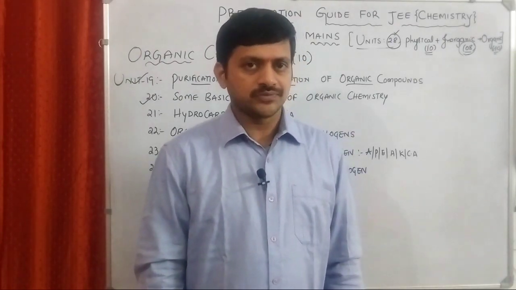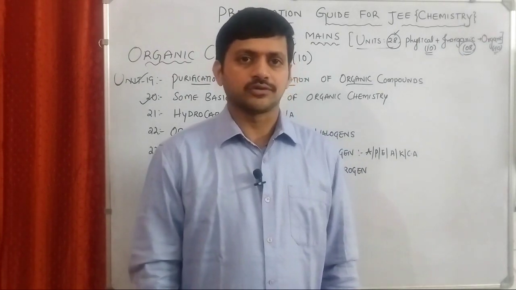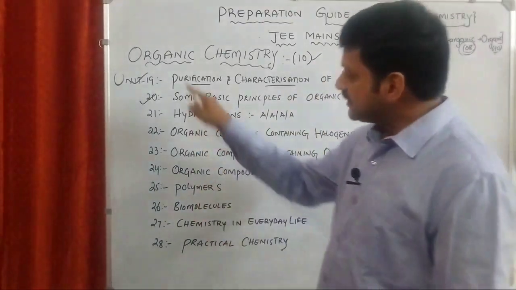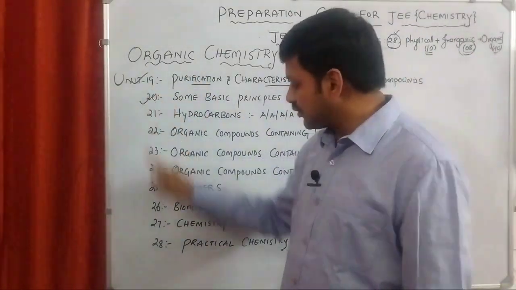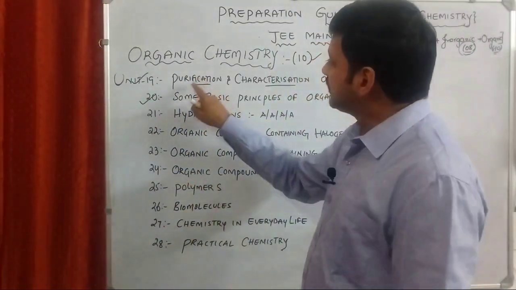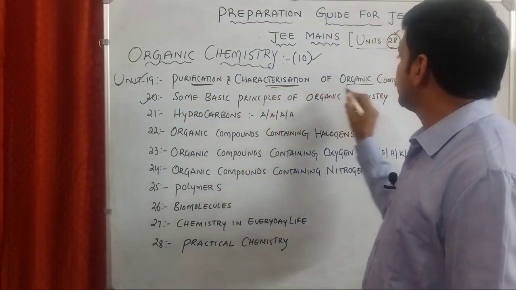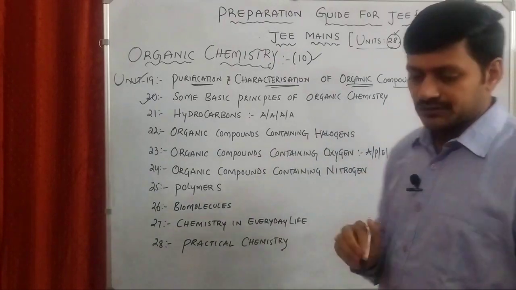Let's discuss the last portion, that is the organic chemistry portion. In organic chemistry we have 10 units. These are the 10 units from 19 to 28. The first one is unit 19, that is purification and characterization of organic compounds.